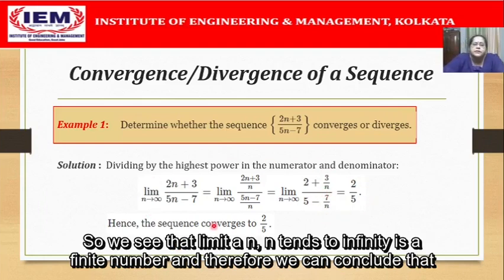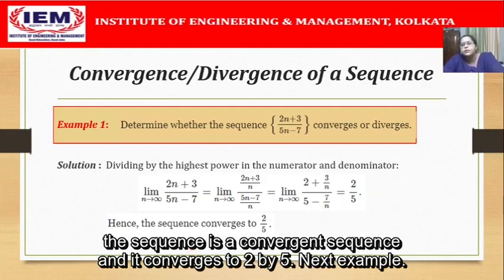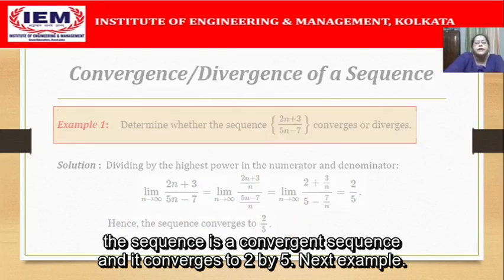So we see that the limit as n tends to infinity is a finite number, and therefore we can conclude that the sequence is convergent and it converges to 2/5. Next example.